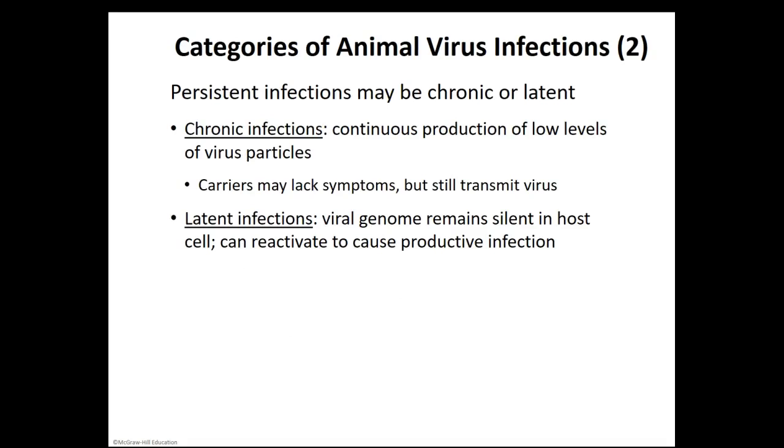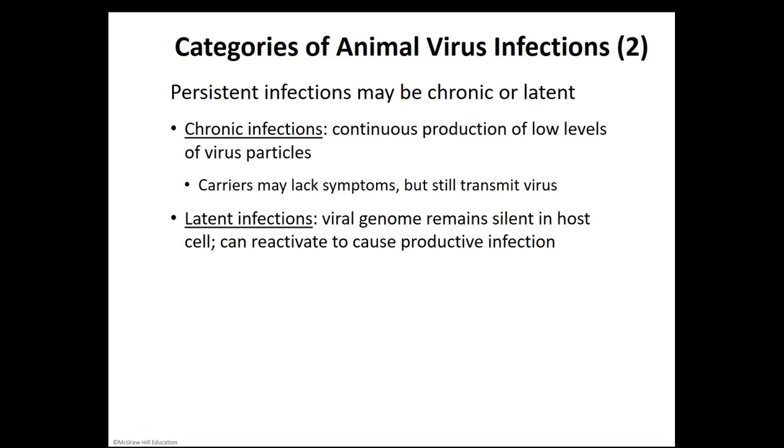Persistent infections come in two different varieties. You'll have your chronic infections, in which the amount of virion being produced would be consistent over a long period of time. In other words, you're actively shedding or producing virus over a long period of time. And then you have your latent infections. Latent infections come and go.